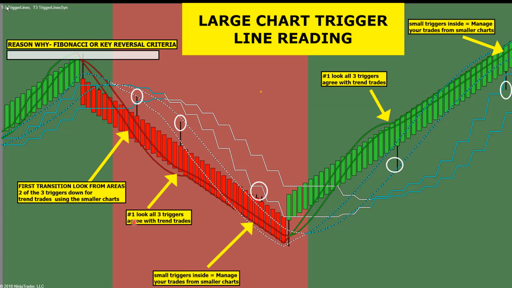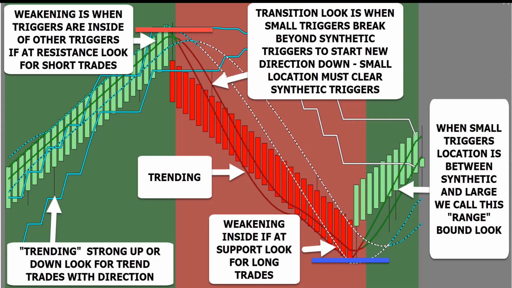If we have a number 1 look, which is small trigger down below the large trigger, below the synthetic trigger, all 3 down and the smalls are below, that's our number 1 look. What you're going to see happen later in the trend is these small triggers will physically get inside of the other triggers, and this is what we call weakening. This weakening look is when we normally will get counter trend trades that go long from Fibonacci support. And then you'll see the same thing in reverse. We have a number 1 look going up, and then we have an inside look going up. And again, you'll see how this all comes together in our trading rules.